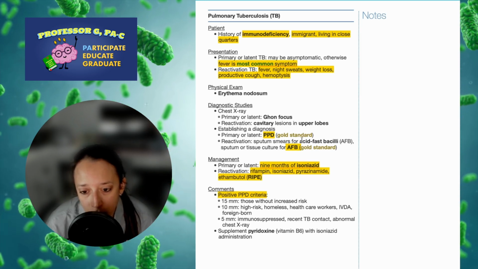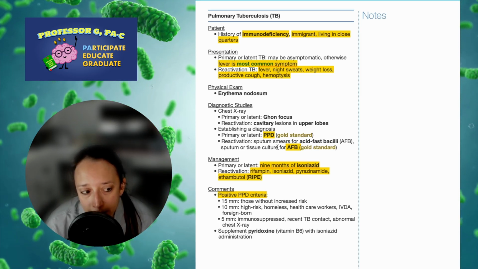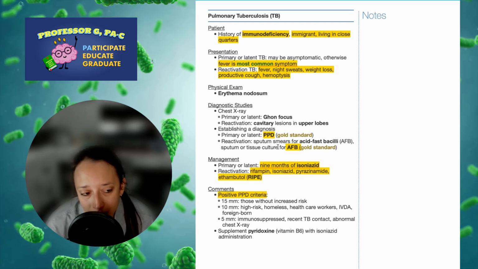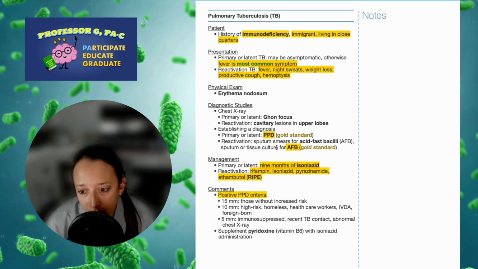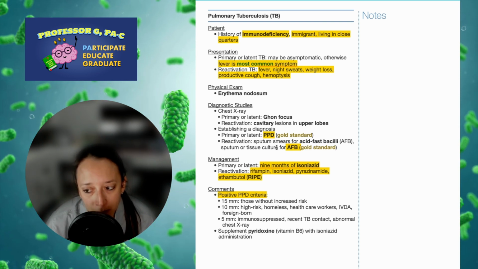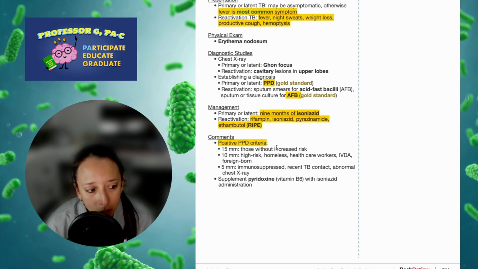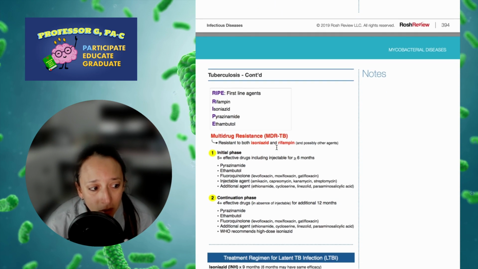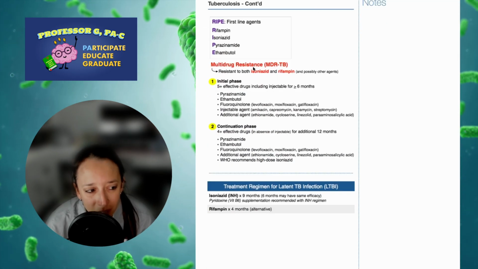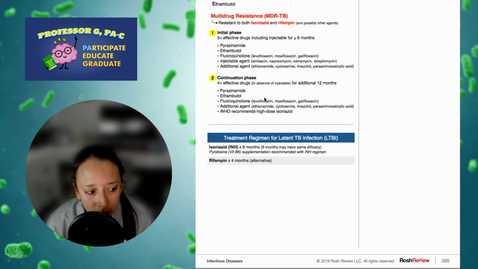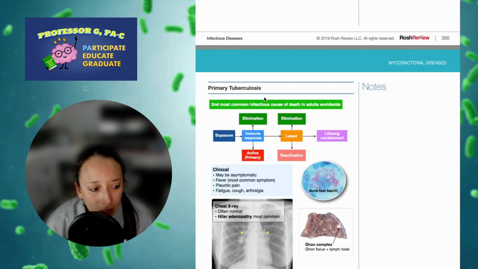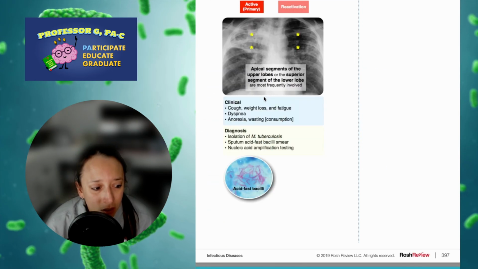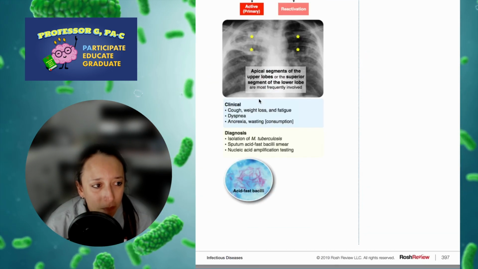3 different samples in the morning. And then treatment is going to be the classic RIPE therapy. So that's going to be rifampin, isoniazid, pyrazinamide, and ethambutol. We also need to know PPD interpretation. Here's those medications. You need to know the TB meds. You need to know the side effects of the TB meds. And then we also need to know the treatment.